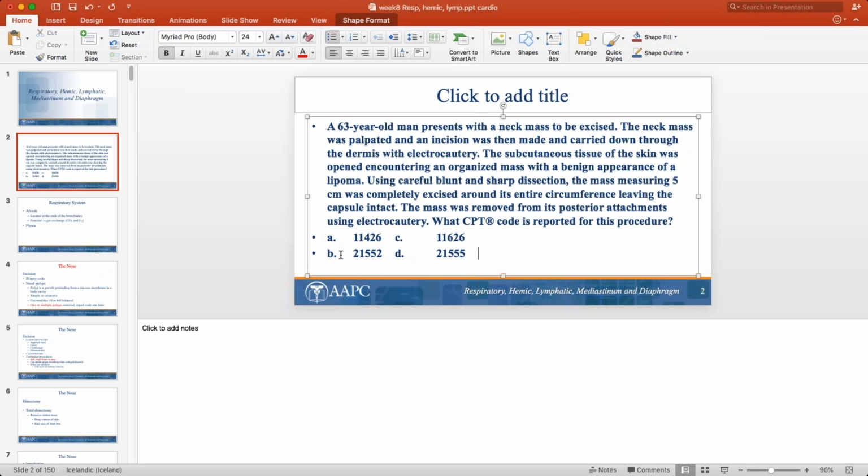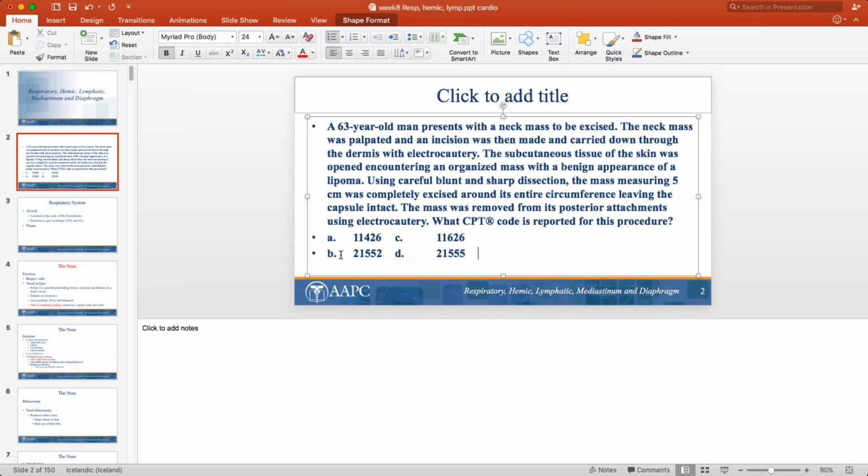63-year-old man. What does he have? A neck mass to be excised. Okay, so neck mass. That's also known as a tumor, soft tissue, lipoma, right? To be excised. The neck mass, what else do we need to look for?